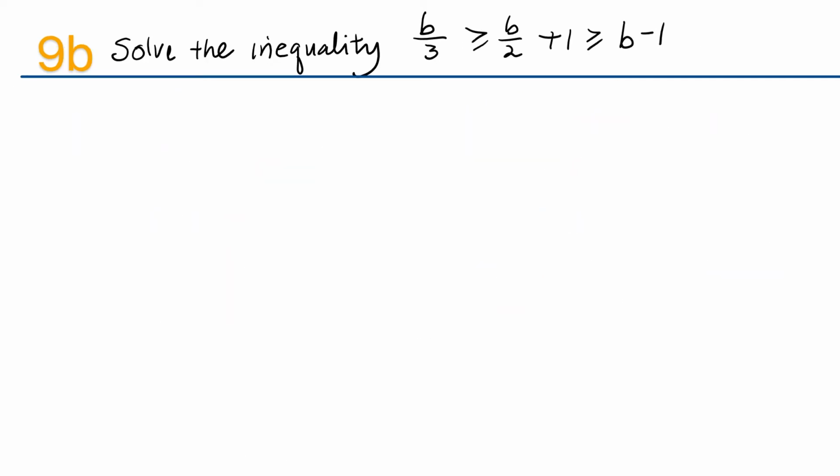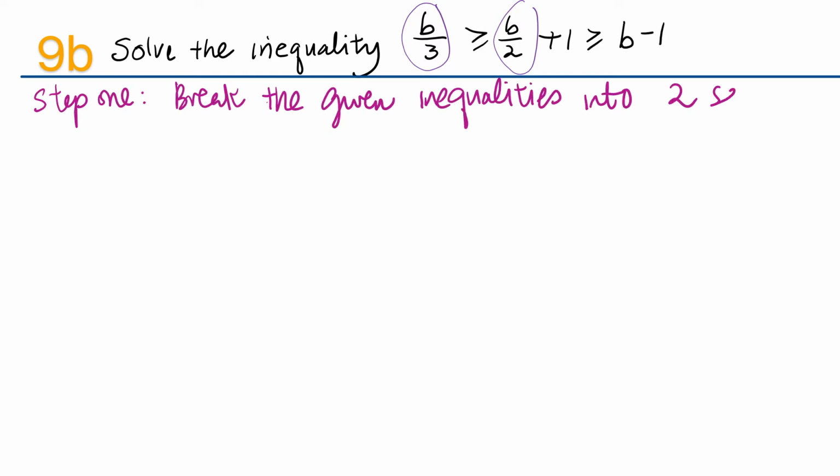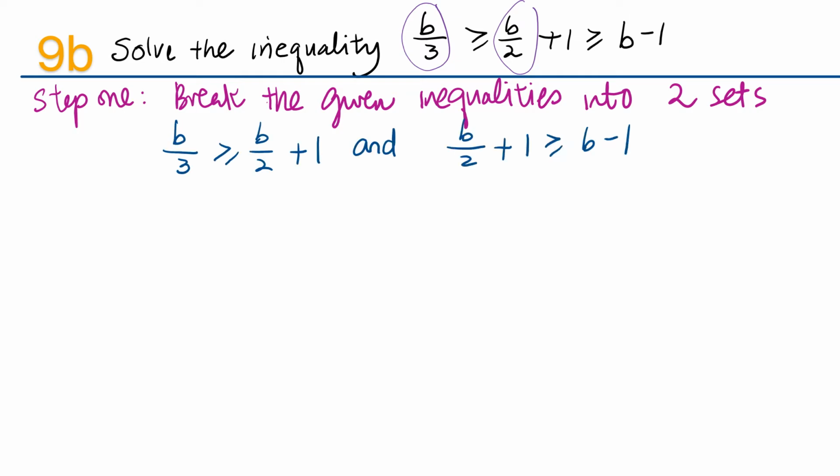Right, let's come to 9b. Okay, this is more challenging. Why is it more challenging? It's because we're dealing with fractions. But the first step is still the same, and that is to break it up into two sets of inequality. The first one is b over 3 greater or equal than b over 2 plus 1. The second one is b over 2 plus 1 greater or equal than b minus 1.